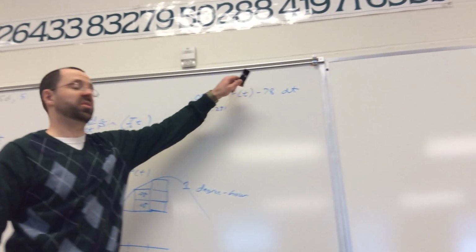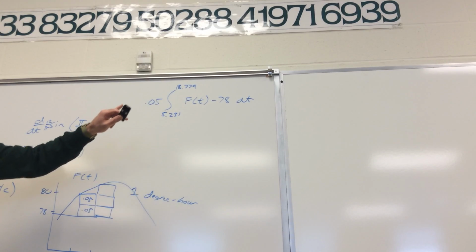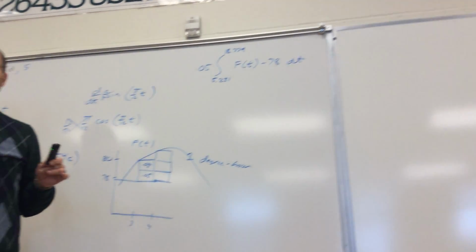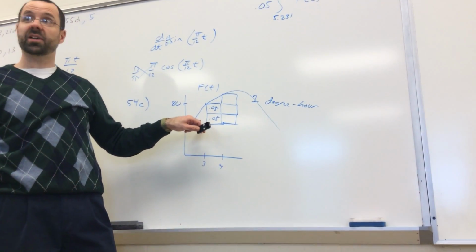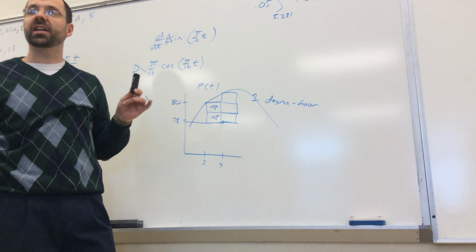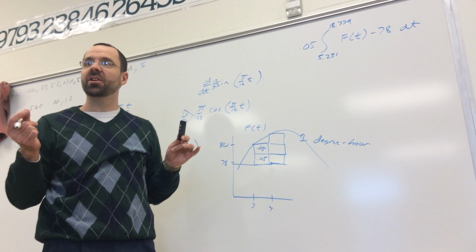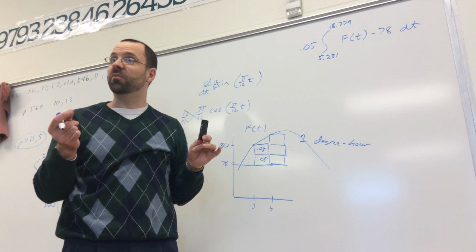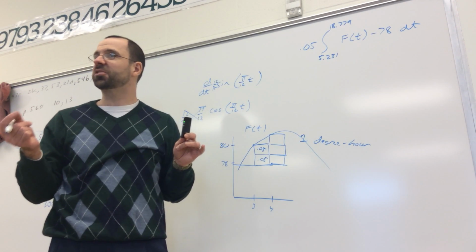That, it's definitely 18.77, I'm not sure about the 9. But anyway, is everybody else okay? This is weird to have a degree hour. But that's because you get charged 5 cents for every degree you're over for an hour. So that's called a degree hour.